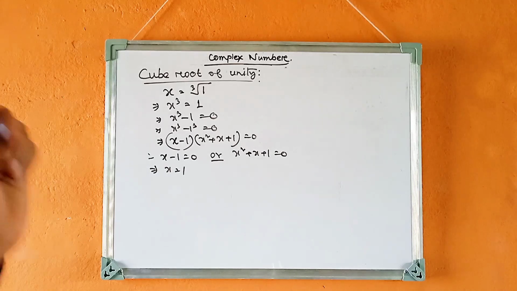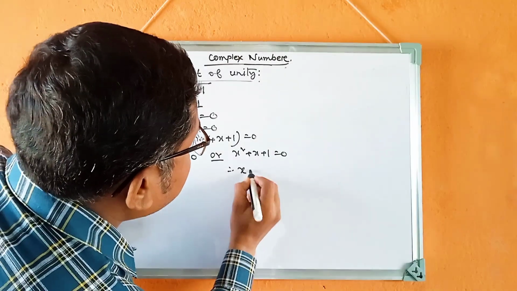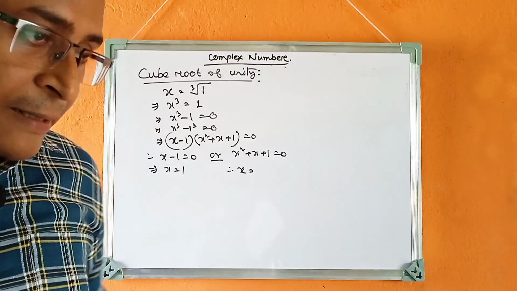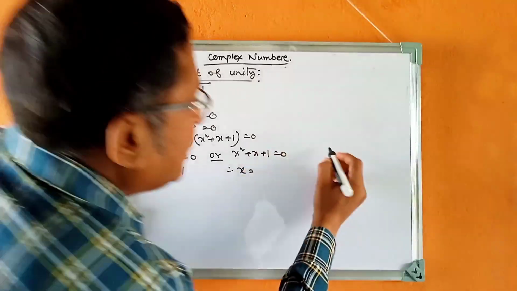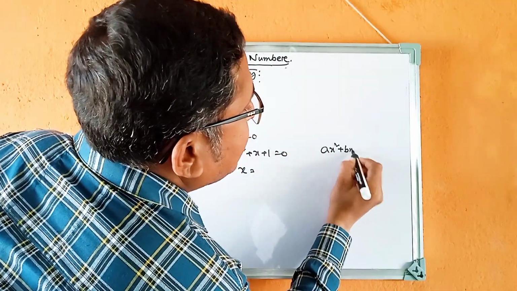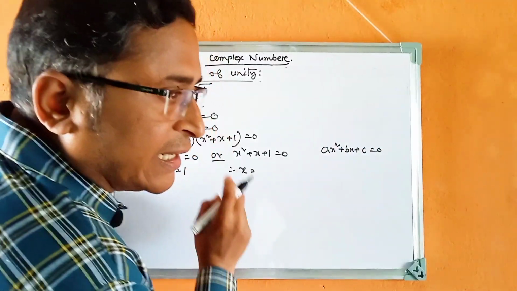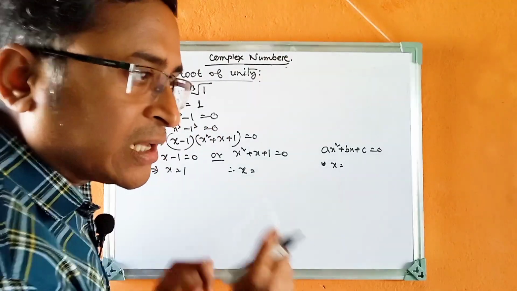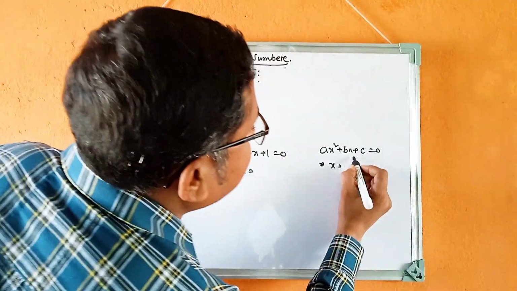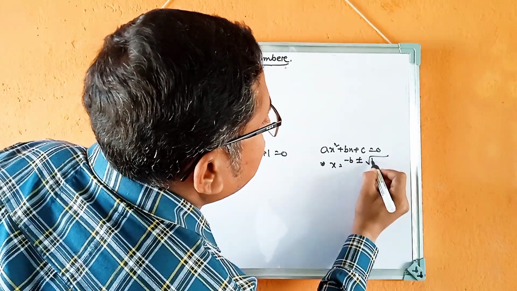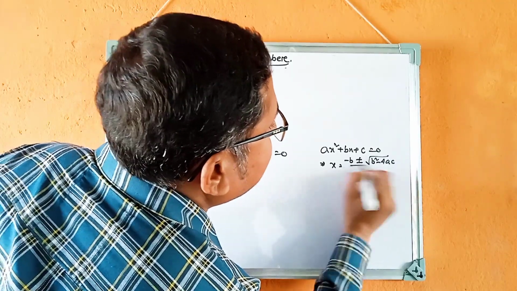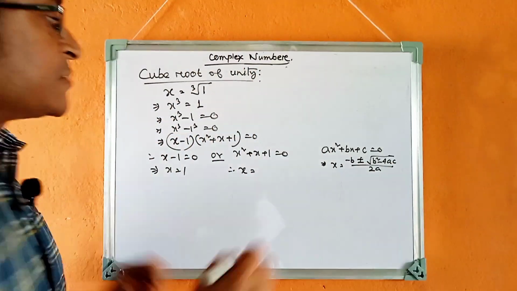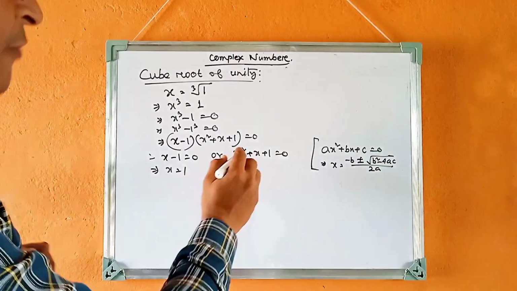Using Sridhar Acharya's method, we get x equal to... what is the Sridhar Acharya method? Suppose ax square plus bx plus c equal to 0. This is a quadratic equation. Now we directly find the value of x using Sridhar Acharya's method. x equal to minus b plus minus root over b square minus 4ac, divided by 2a. This is the formula of Sridhar Acharya. So using this formula, we find the value of x.